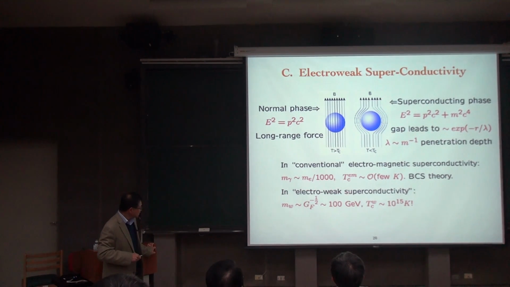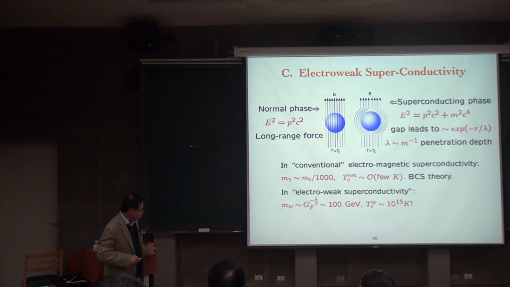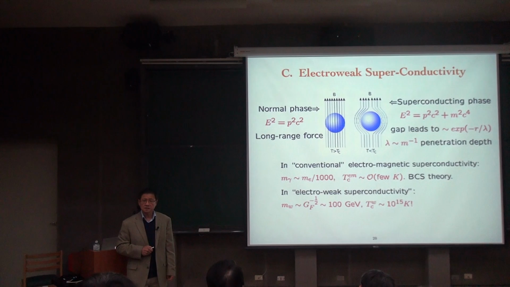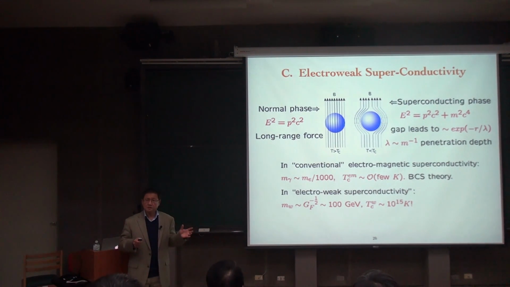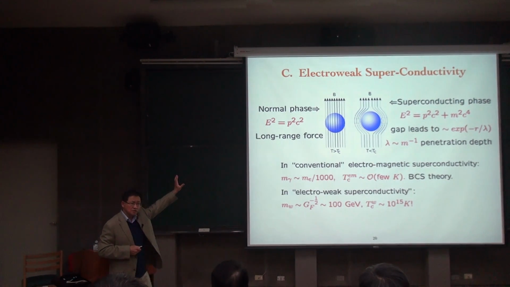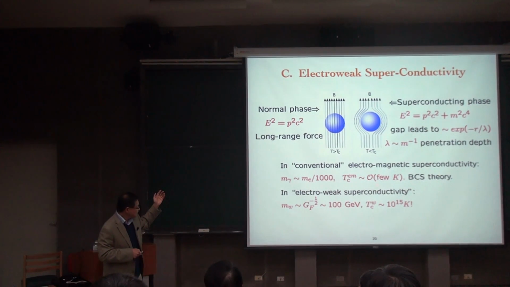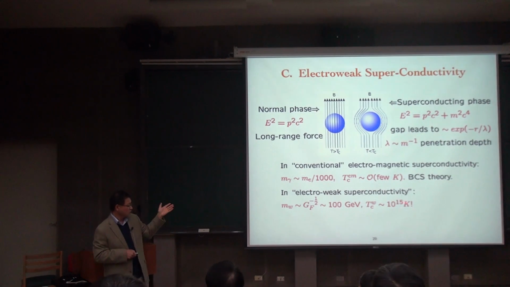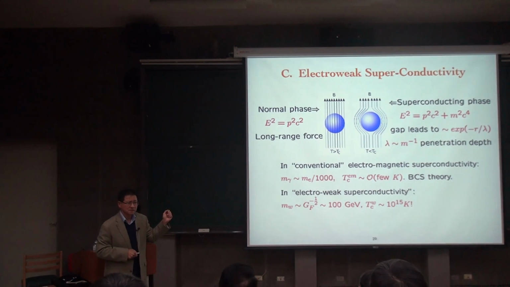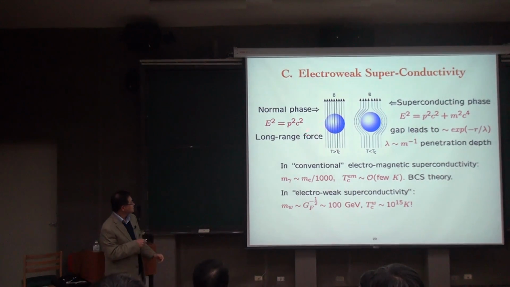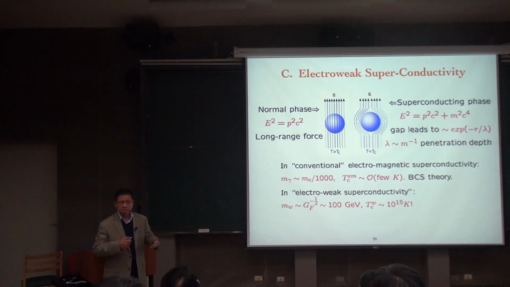But this is similar for the electroweak superconductivity, because the gauge boson mass is set at 100 GeV. 100 GeV translates into something like 10 to the 15 kelvin temperature. We are living in nothing but a superconducting phase for the electroweak interaction. That means in the early universe, everything is symmetric, all the particles are massless, including the weak bosons. But when the temperature cools down to this cold value, 10 to the 15th kelvin, suddenly there's a phase transition. That phase transition is electroweak symmetry breaking. After the phase transition, we're living there.